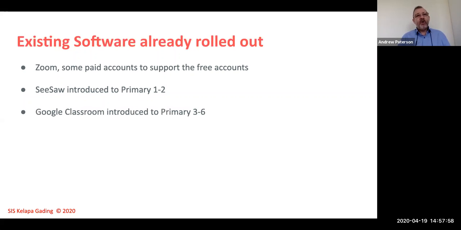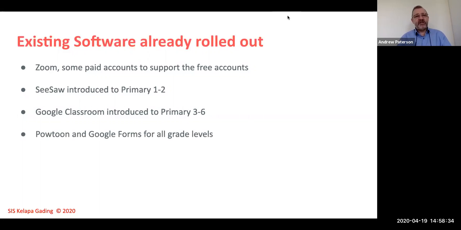Now, Google Classroom was already well established in secondary and junior college, but it was new to primary 3 to 6. So once again, teachers have had training, several sessions of training on this. Students also have now started to get used to it, know how to use it now. Parents also have now been included and can see what's going on in Google Classroom. So once again, starting off with these simple, basic platforms, making sure the vast majority of teachers and students and parents can use them and know what is going on.